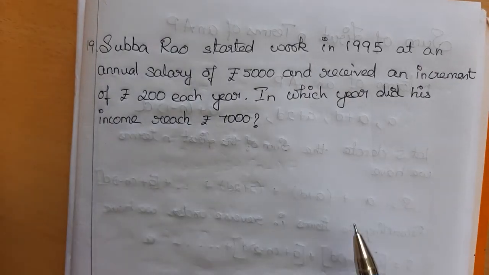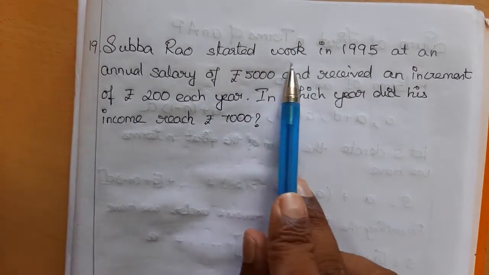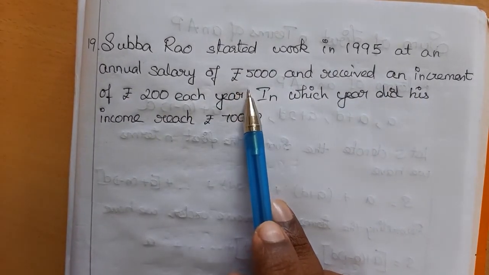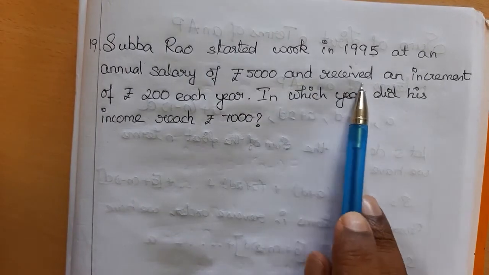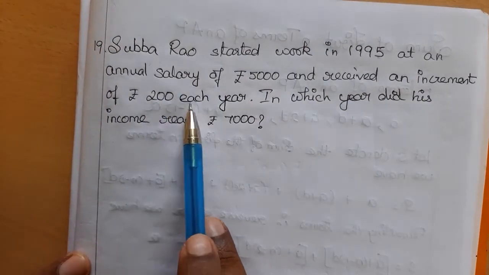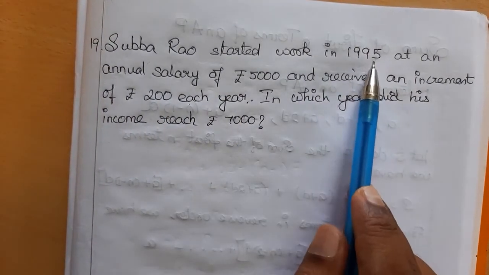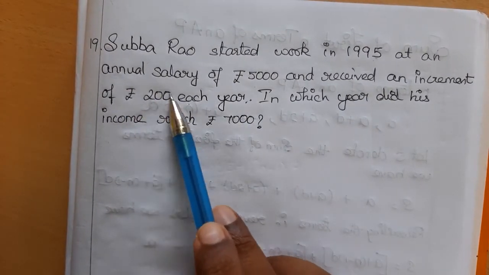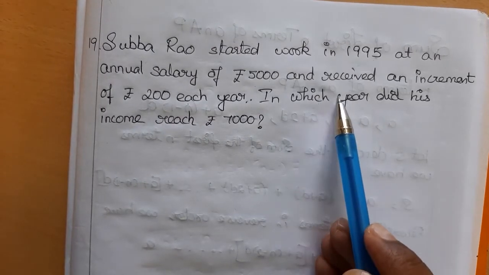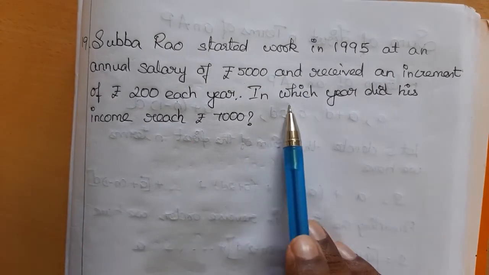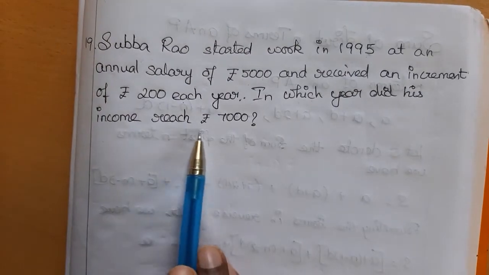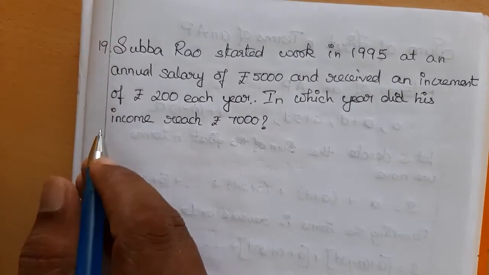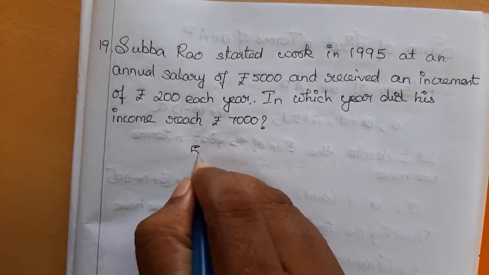Here we go for the word problem. Subbarao started work in 1995 at an annual salary of 5,000 rupees and received an increment of 200 rupees each year. So in 1995 he started with a salary of 5,000 and each year he is getting an increment of 200. So next year he will be getting 5,200, next year 5,400, and so on. In which year did his income reach 7,000? It's just an AP, right? Increasing by the same difference.